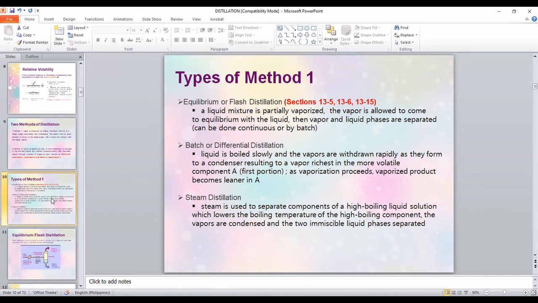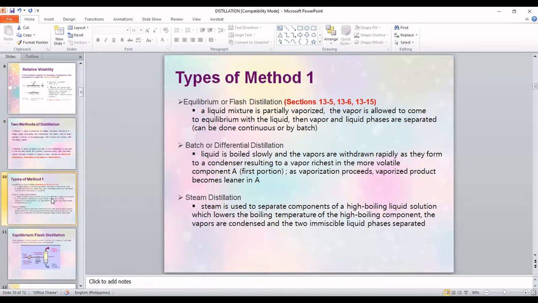The phrase to remember here for batch or differential distillation is the boiling of the feed, which is a slow process. Slowly boiling the feed and removing right away the vapors that are condensed. That way, the first part that was withdrawn is already richest in the most volatile component. Now, the third type is the steam distillation.